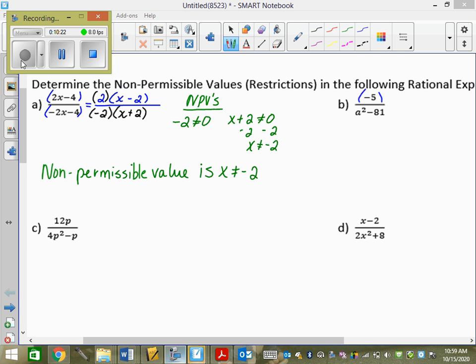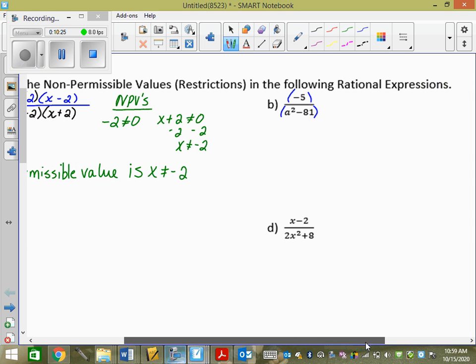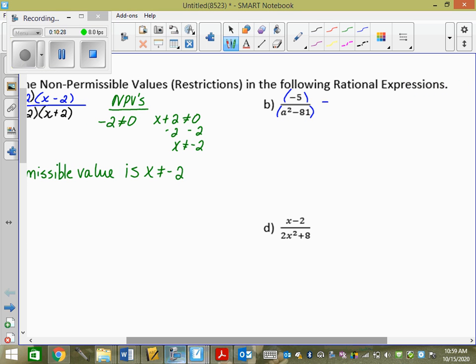Can I do anything, I put them in brackets right off the hop. Can I do anything to that negative 5 on the top? Nope. So it stays the same. What about the bottom? It's a difference of squares, right? So if I square root the a squared, I get an a. I square root the 81, I get a 9. And I have a subtraction sign. If I have an addition sign, can I do anything? Nope, it just stays the same. So I'm going to get a plus 9, a minus 9. And then to do my non-permissible values or my NPVs, which I can write because these are my notes, I can go a plus 9 cannot equal 0, a minus 9 cannot equal 0.